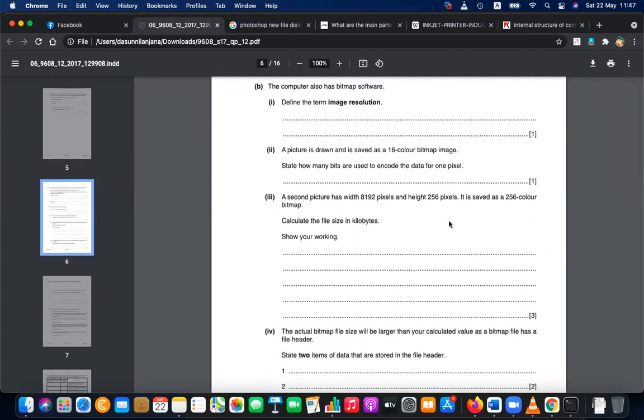Correct. And the second picture has width and height. It is saved in a 256 color bitmap. Calculate the file size in kilobytes. Okay, that's what we did.